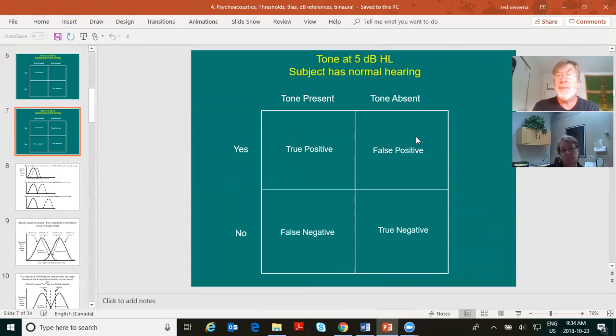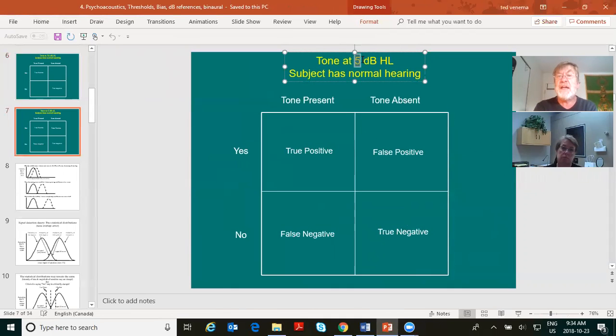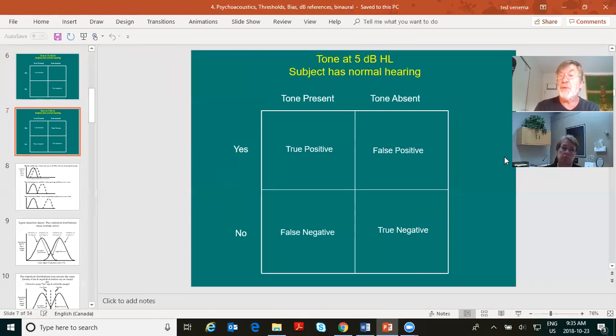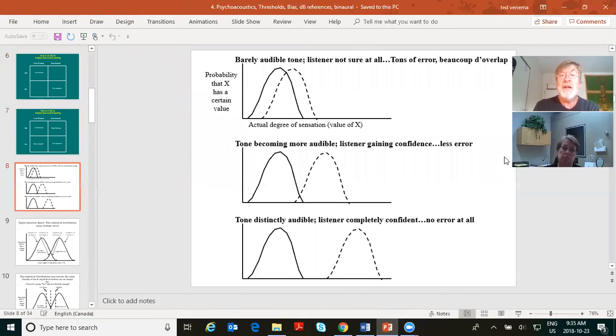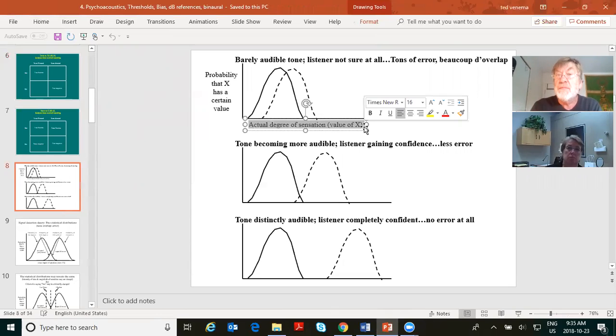When the tone is absent, you might raise a hand. And when the tone is present, you might keep the hand down. Because look, the sound is soft. It's only 5 dB. You can barely hear it. And that's what our clients are going through when we test their hearing. And that's why this slide here is just kind of strange, but look at it this way, okay? Let's pretend this is called the actual degree of sensation. Let's just call that the degree of hair cell sensation in your inner ear when you're hearing a tone.